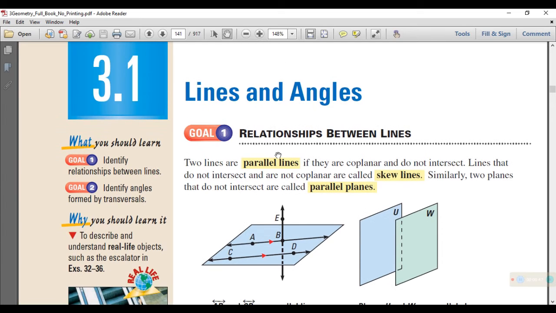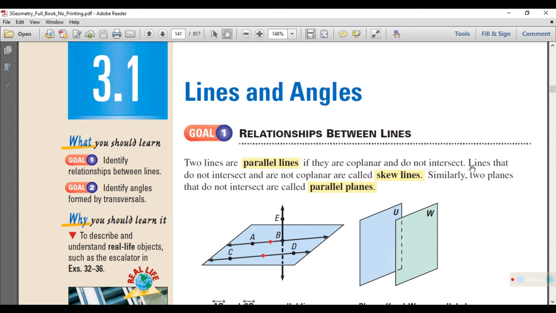Lines and angles, relationships between lines. Two lines are parallel lines if they are coplanar and do not intersect. So, one condition para maging parallel ang dalawang line is for them to be contained in the same plane. Kapag nasa magkaibang plane sila, hindi sila pwedeng maging parallel. Okay? Now, bakit specific tayo with the definition that they should be coplanar?